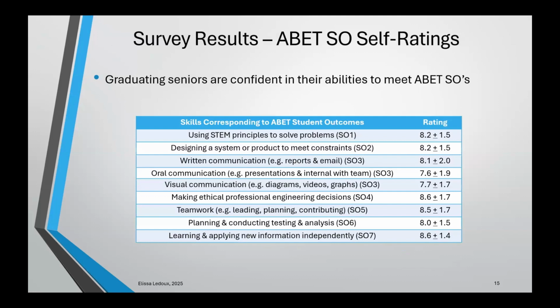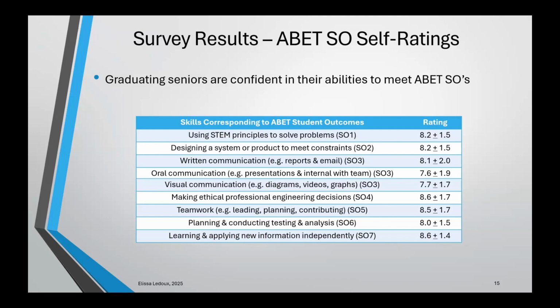In this part of the survey, students self-evaluated their ability to meet each ABET student outcome. So the student outcomes are on the left and the average ratings are on the right as mean plus or minus standard deviation, where perfect is an 8 and terrible is a 0. Now you can see here all the ratings do fall in a reasonable like 7 to 9 range. Average ratings greater than 9 would indicate overconfidence, and average ratings less than 6 would indicate a problem with the program. So these are all in a pretty good range.